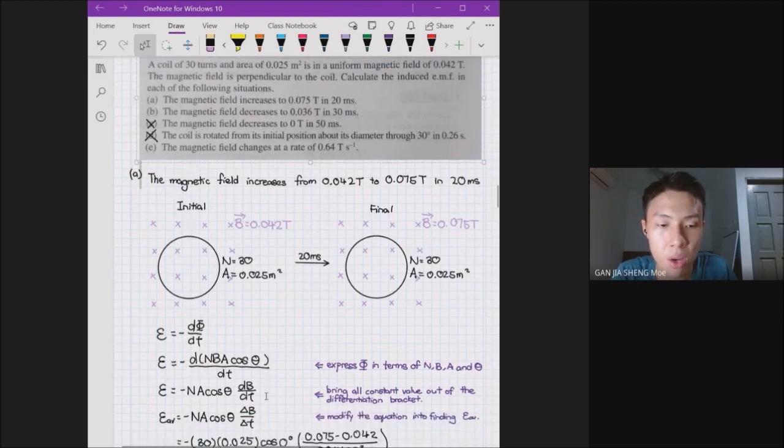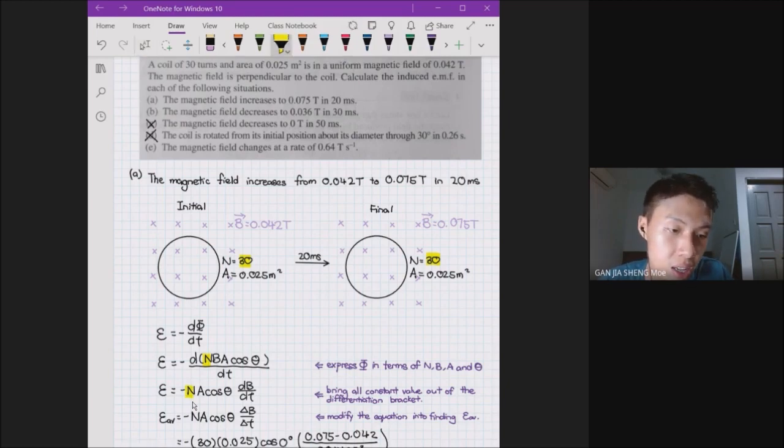Then after that, what do we do? We take out everything that is constant from the differentiation bracket. This is changing with time because there's dt below. So we check whether all these things are changing with time or not. If it's not changing with time, we bring it out from the differentiation bracket. The first thing to check is the number of coils. Initially, the number of coils is 30. Finally, the number of coils is 30. So the number of turns never changes.